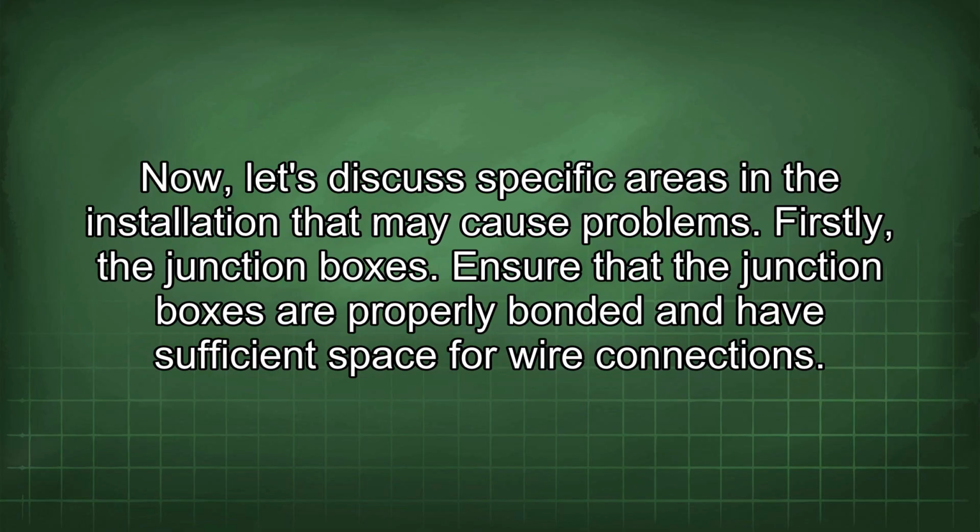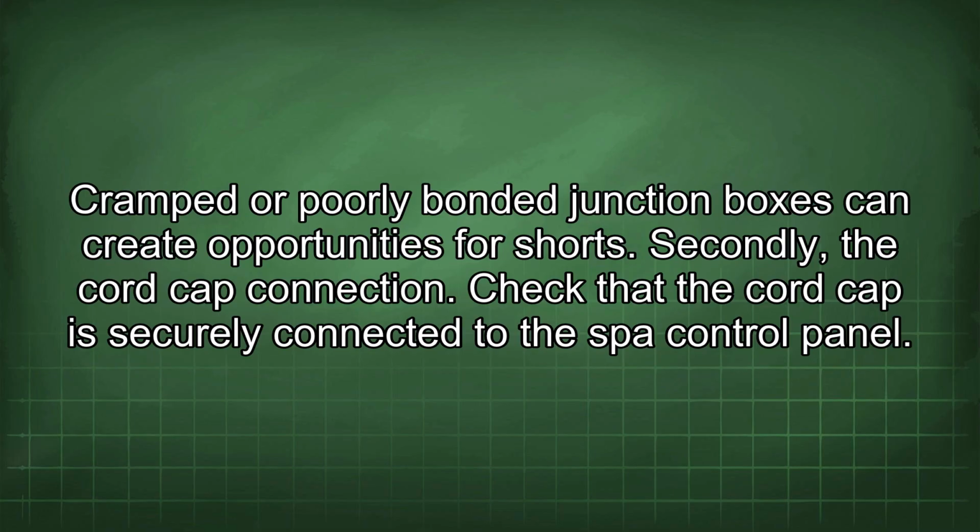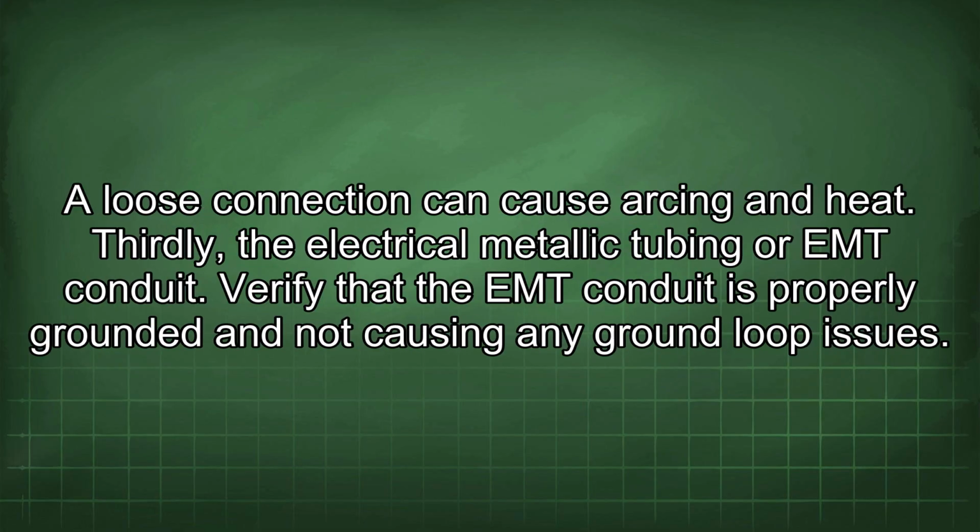Now let's discuss specific areas in the installation that may cause problems. Firstly, the junction boxes. Ensure that the junction boxes are properly bonded and have sufficient space for wire connections. Cramped or poorly bonded junction boxes can create opportunities for shorts. Secondly, the cord cap connection. Check that the cord cap is securely connected to the spot control panel. A loose connection can cause arcing and heat.